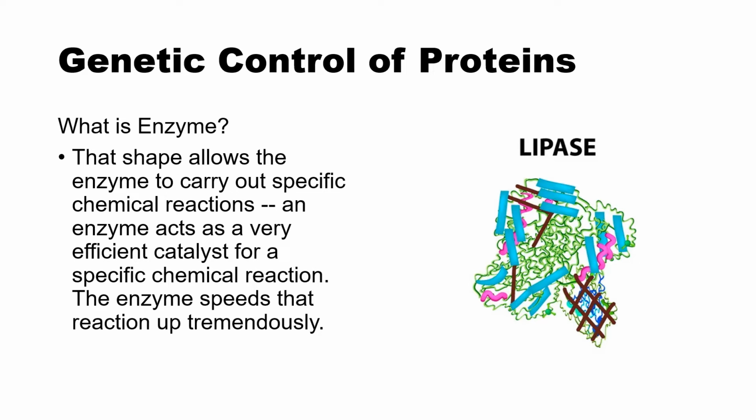So, yung shape ng enzyme allows enzymes to carry out specific chemical reactions. An enzyme acts as a very efficient catalyst for specific chemical reactions, and that enzyme speeds the reactions tremendously. So, yun yung importance ng enzyme, which is doon sa i-discuss ko, merong enzyme talaga na importante in making up or producing yung mga proteins natin.